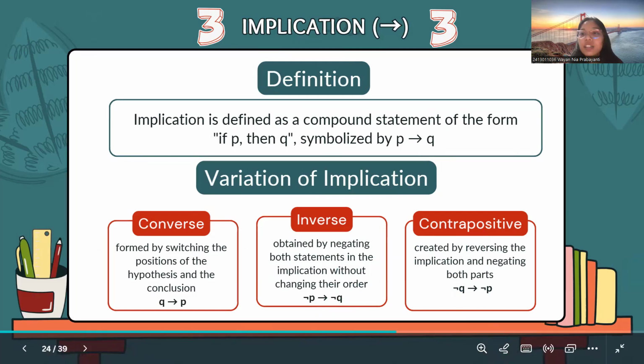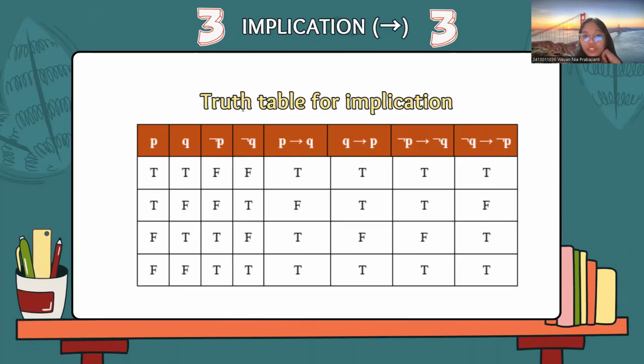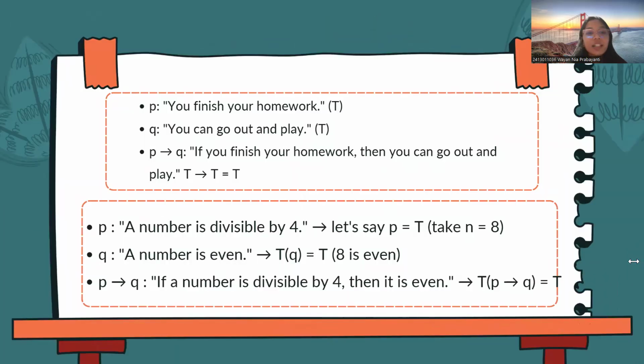Okay, so this is the truth table of implication. You can see the table for a while. So, in other words, an implication says whenever P is true, Q must also be true. The only way an implication is false is when the hypothesis is true but the conclusion is false. Okay, let's move to the example.